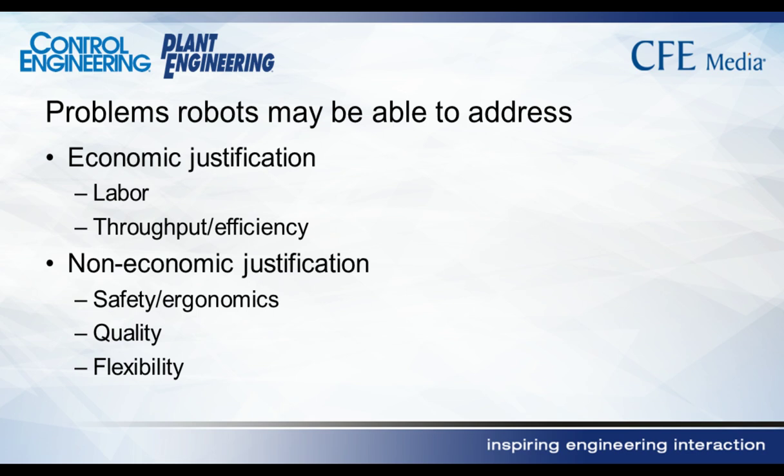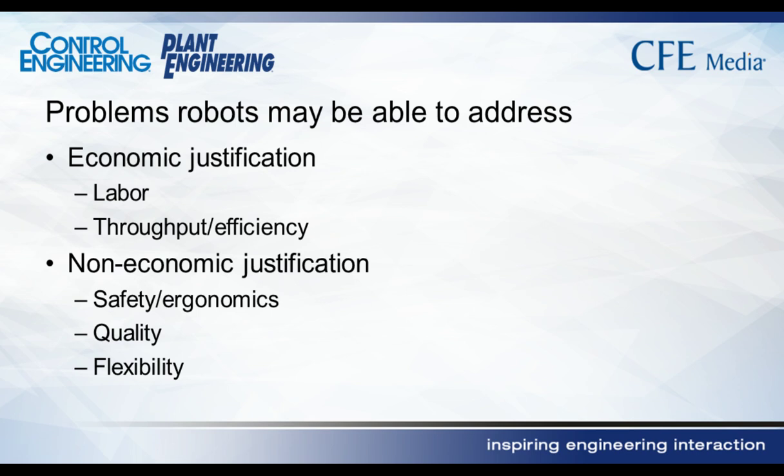We can now determine if a robot is a good fit to solve the problem or improve the process. These will fall into either economic or non-economic justifications. Economic justification means that by implementing this solution, we will directly save or make more money. Labor is a good example. You might be trying to address high labor costs, or you aren't able to hire enough skilled workers to achieve the desired output. Alternatively, you might see an opportunity to increase your manufacturing efficiency with the same workforce. Oftentimes, robots can work faster or more efficiently than humans, allowing for higher outputs in a given period of time.